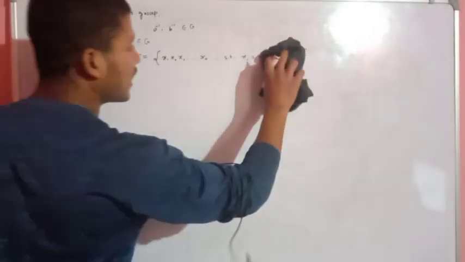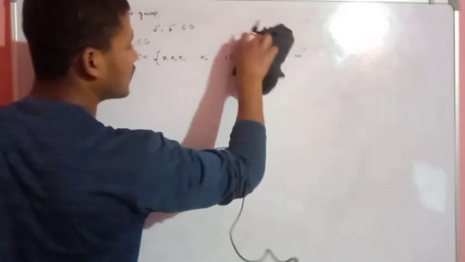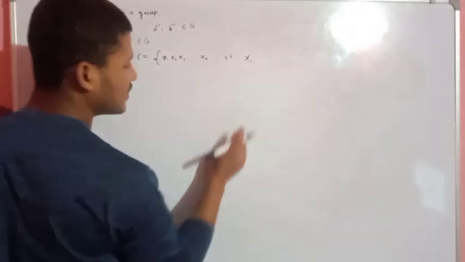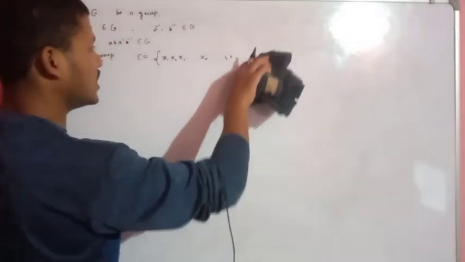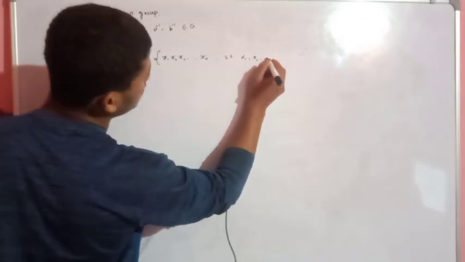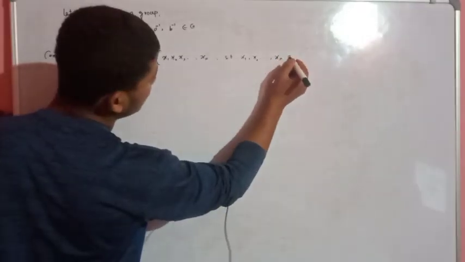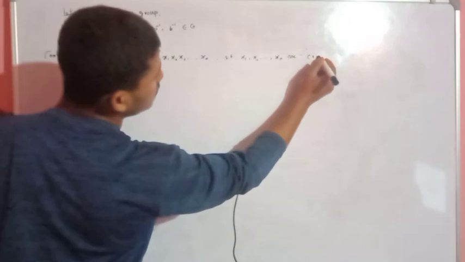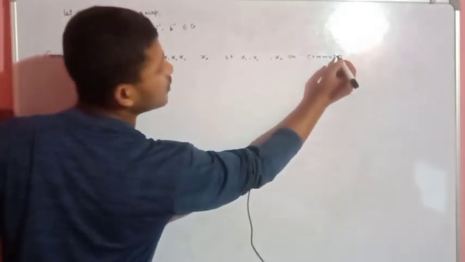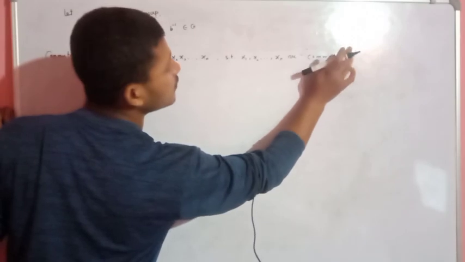Write this down properly: such that x1, x2, up to xn are commutators.